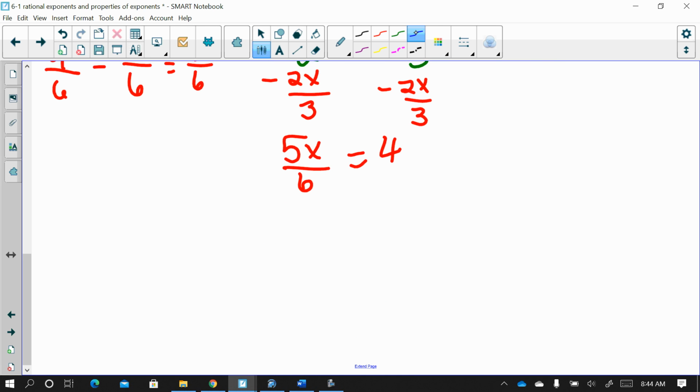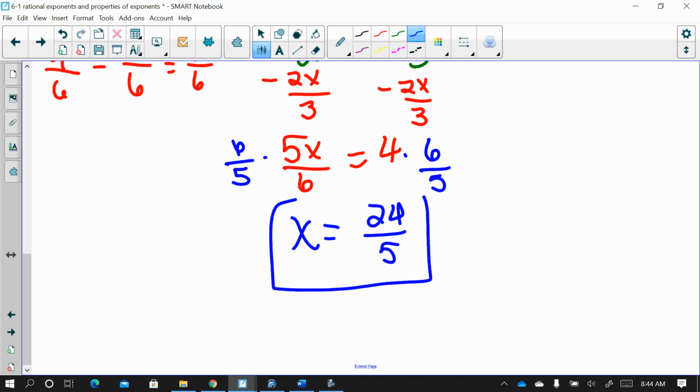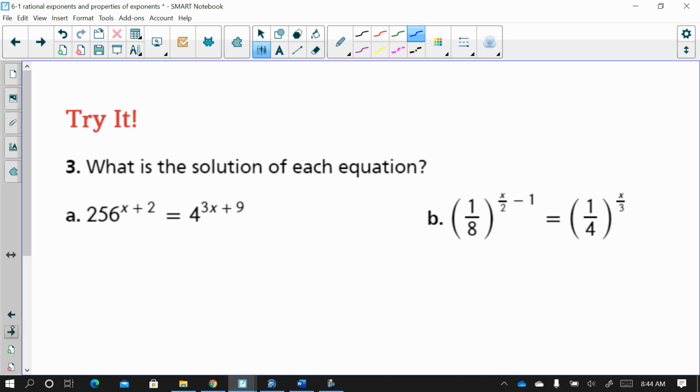How do I get x by itself? Well, I'm just going to multiply by the reciprocal. So x is going to equal 24 over 5. Okay, complicated problem there, but take it step by step. All right, here's a few for you to try. Pause the video, try letter A, and then we'll go through it.